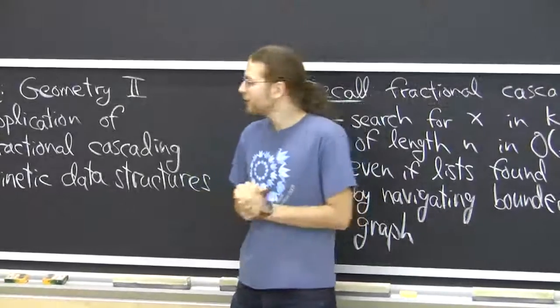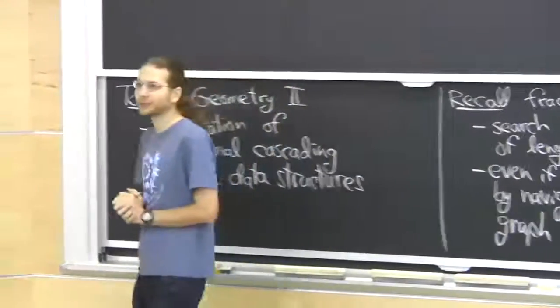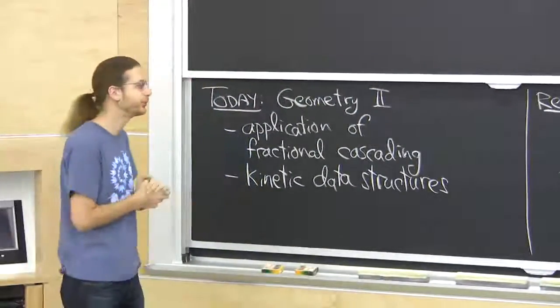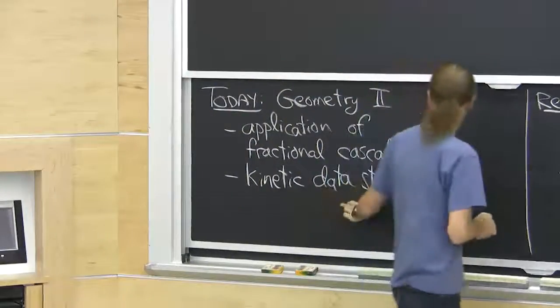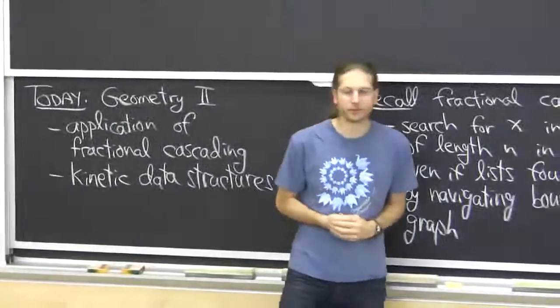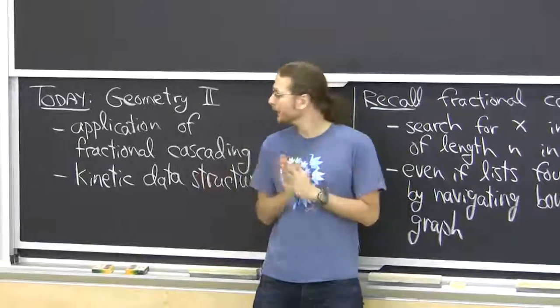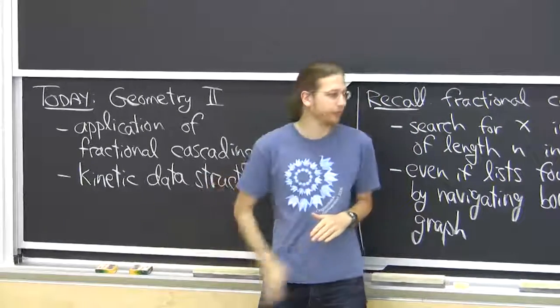All right, time for some more geometry, and in particular some more fractional cascading, which is a cool topic we saw last lecture. And then we're going to do a different kind of data structure called kinetic data structures, where you have moving data. That will actually be most of lecture.